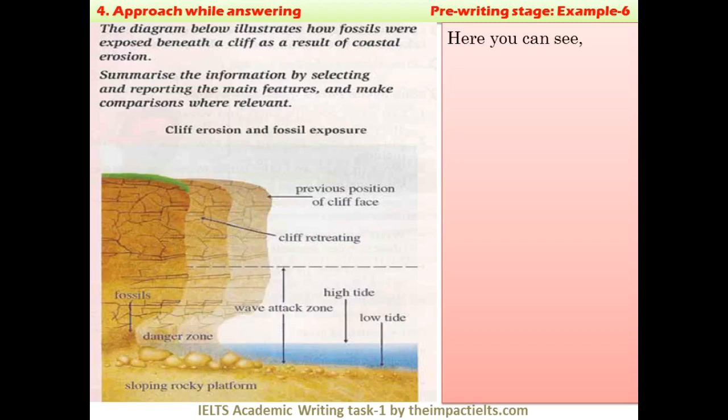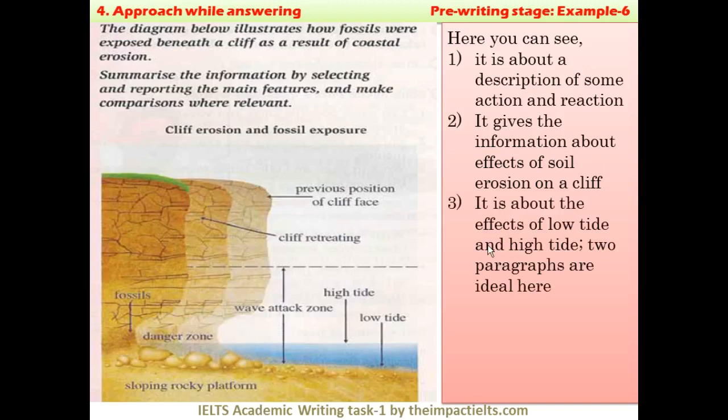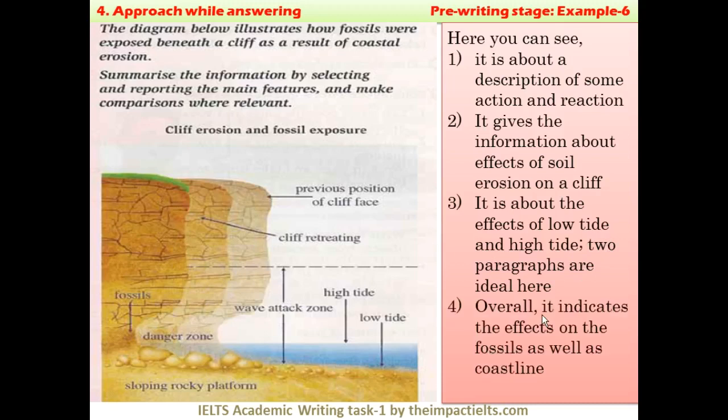Next picture is a diagram. So say it is about a description of some action and reaction. Very simple. It gives information about the effects of soil erosion on the cliff. When you look at it closely, perhaps it is a bit of a complicated picture, but it's okay. You may be asked about the effects of low tide and high tide, two paragraphs. Again, overall it indicates the effects on the fossils as well as the coastline.